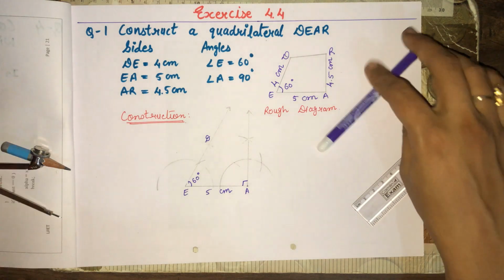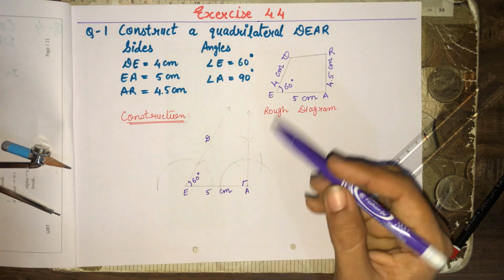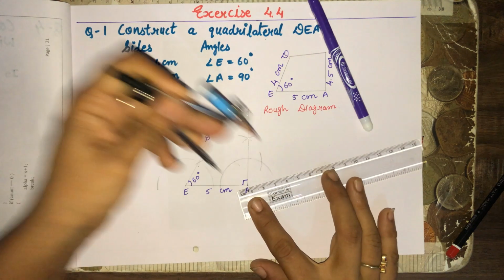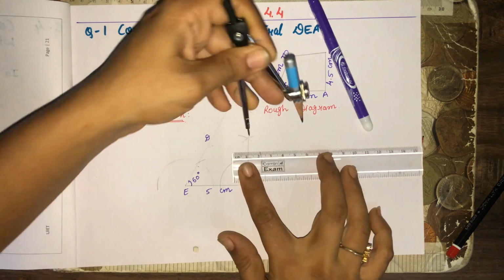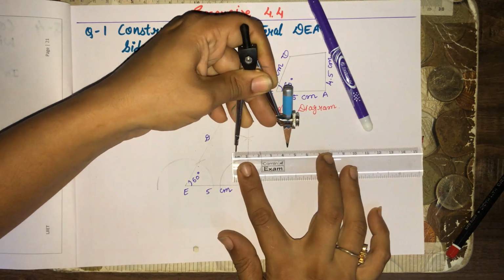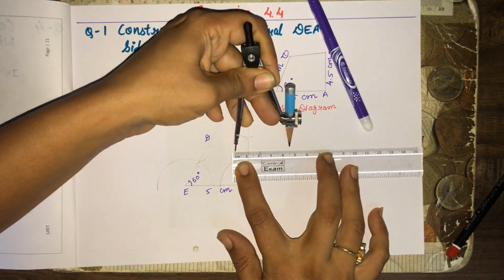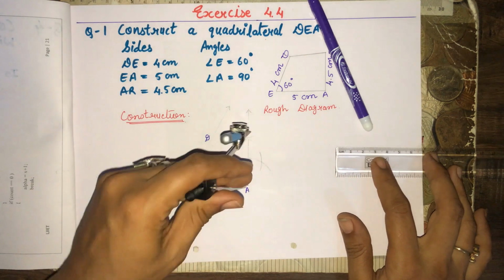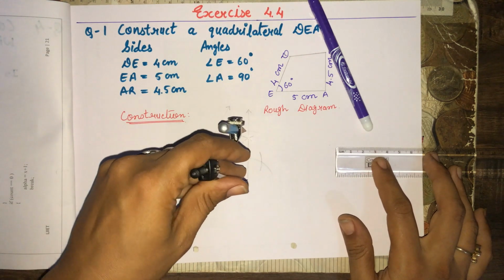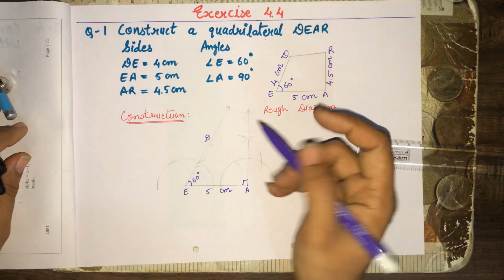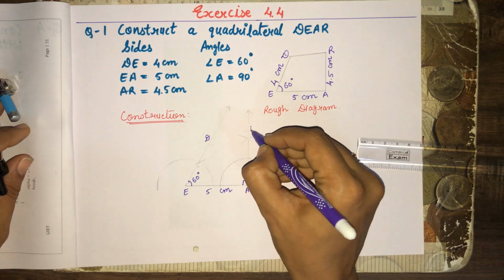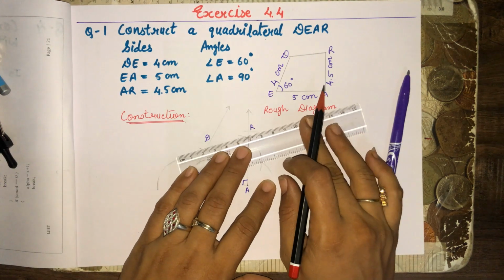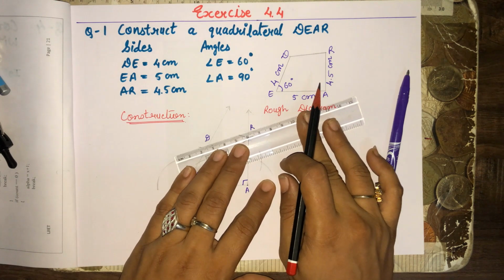Okay, so now the last one is AR. From A we have to draw the arc of 4.5 centimeter. So from A I'll put the arc of 4.5 centimeter radius. So DEA, and the last we are left with is R. Now the last step is we will join R and D.